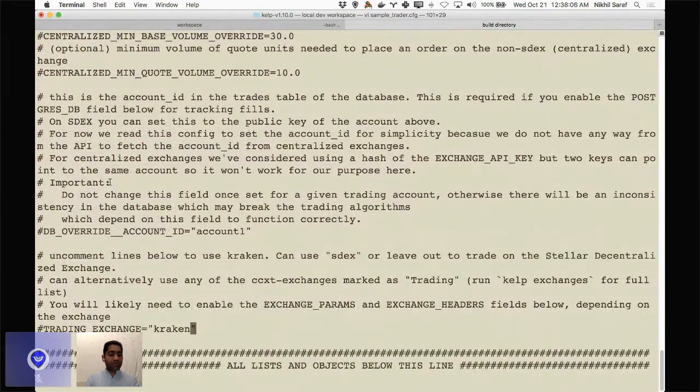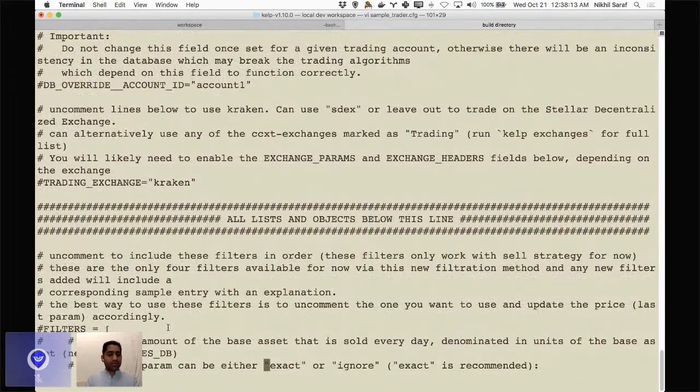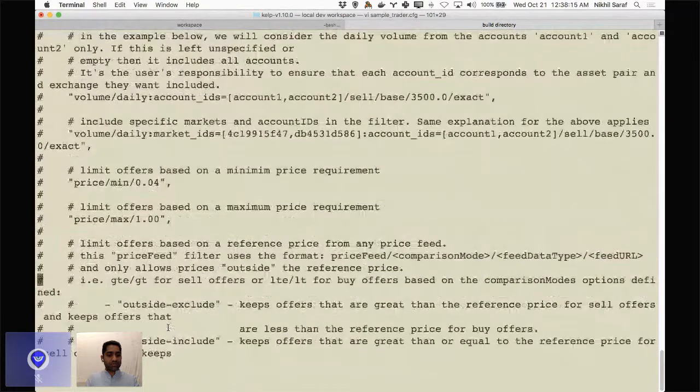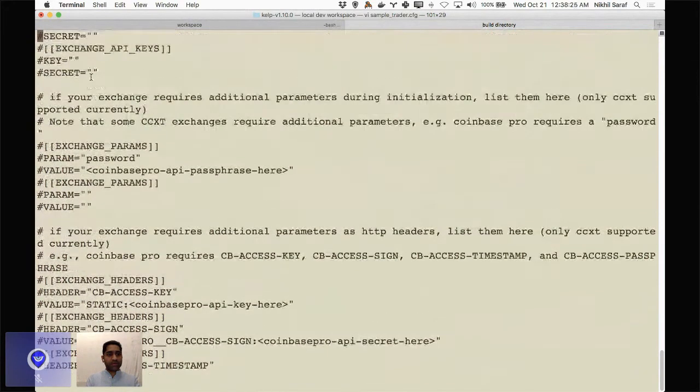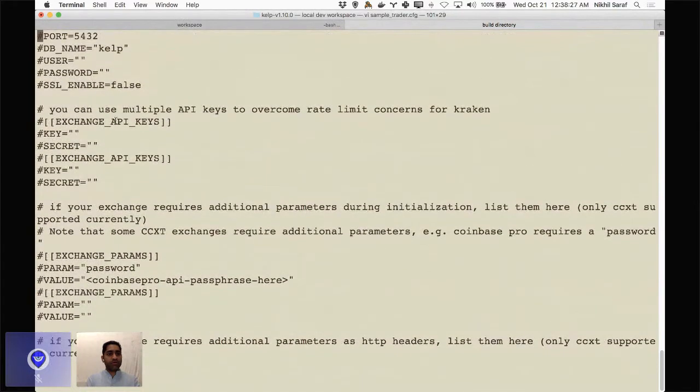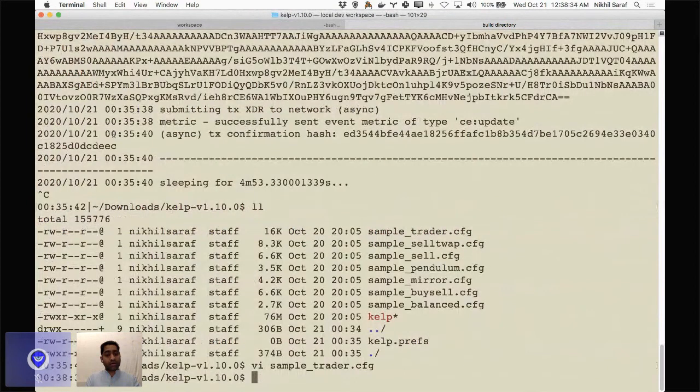we have this trading exchange field, which is what you can use to set a different trading account, as well as the exchange parameters here, like the API keys and all of those things that are required to run on a centralized exchange.